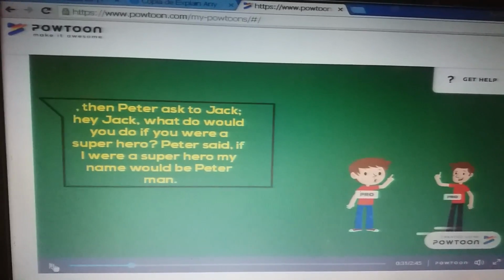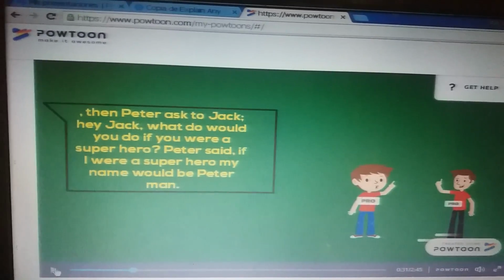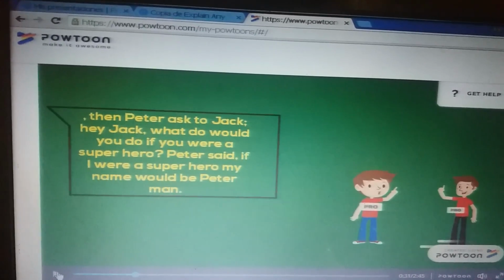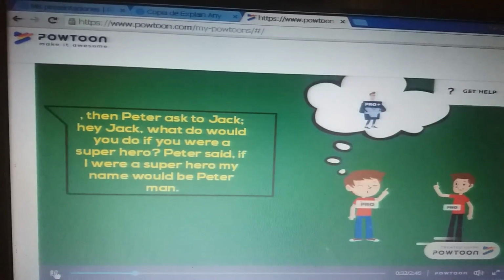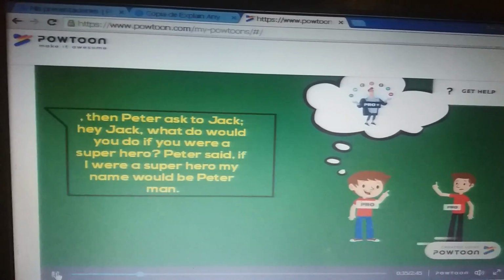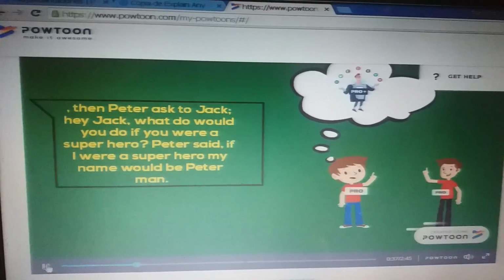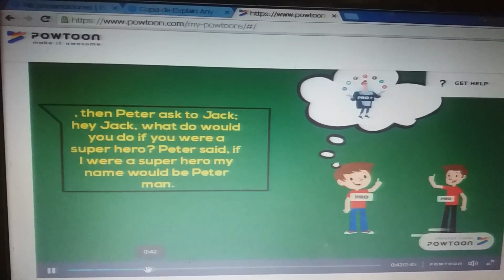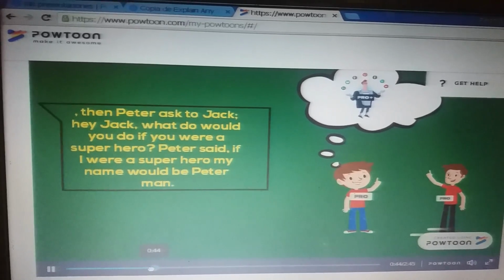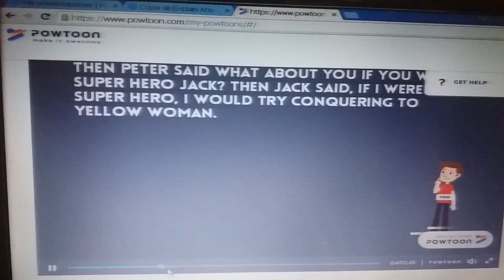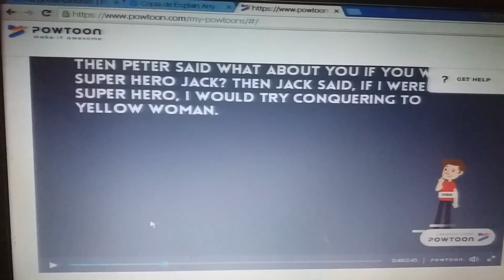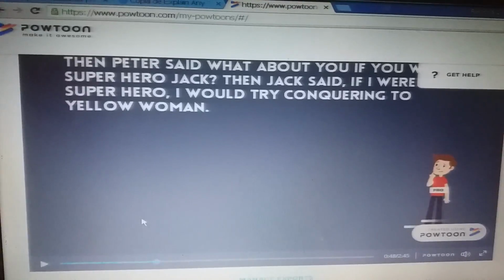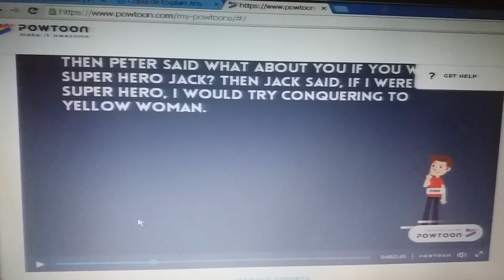Then Peter asked Jack, "Hey Jack, what would you do if you were a superhero?" Peter said, "If I were a superhero, my name would be Peter Man." Then Peter said, "What about you, if you were a superhero, Jack?" Then Jack said, "If I were a superhero, I would try to conquer the Yellow Woman."